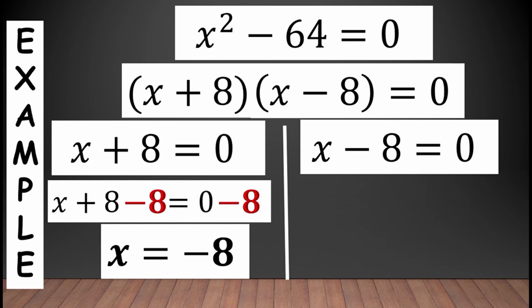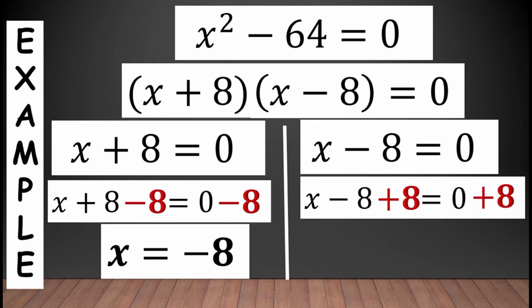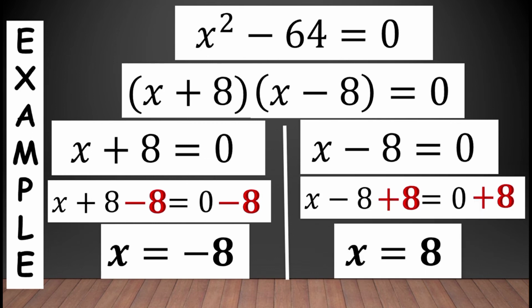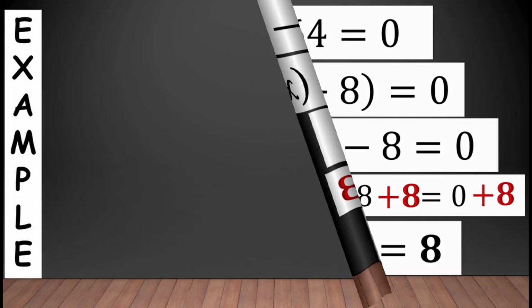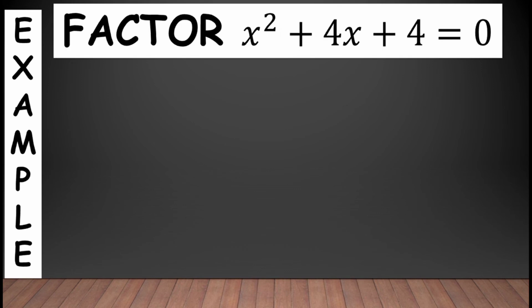On the other hand, x minus 8 equals 0. We can simplify this by using addition property of equality. As we add both sides by 8, simplifying it, x is equal to 8. Therefore, the solutions for x squared minus 64 equals 0 are negative 8 and positive 8. Let us have our next example.